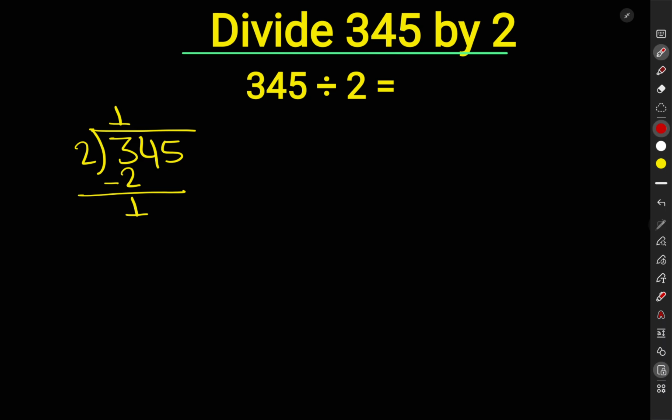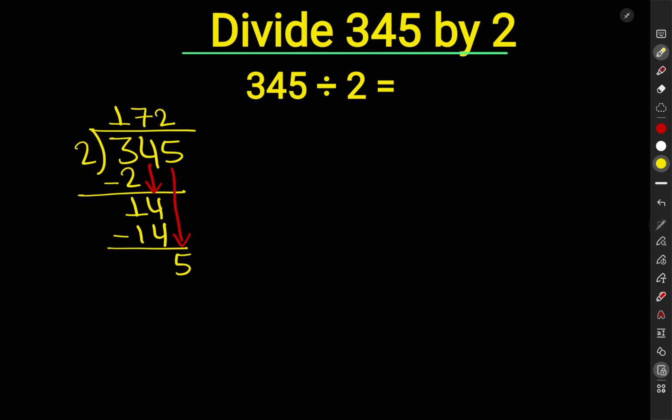So we put down the number beside this, 4. So it became 14, and 2 times 7 means 14. On subtracting we get 0. So now again we put down the number beside this, 5, and we remove this 0.